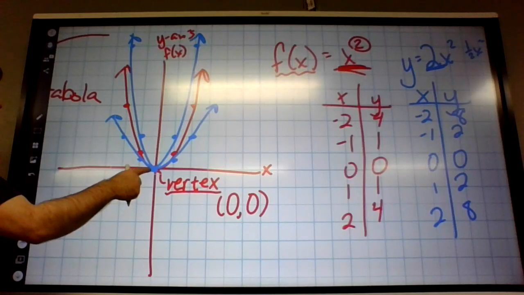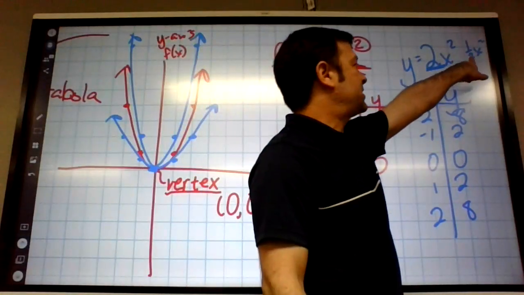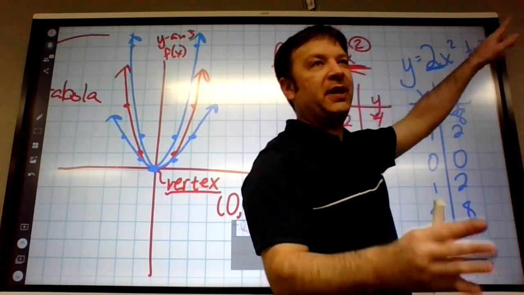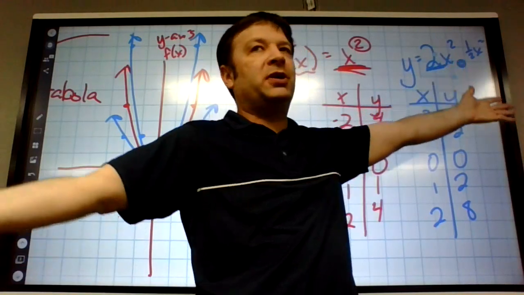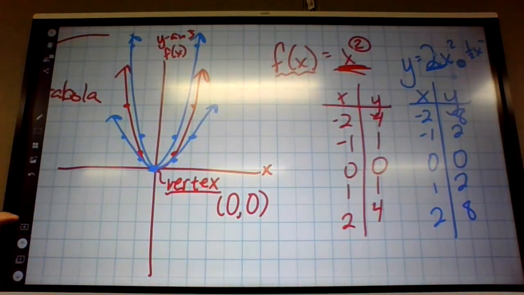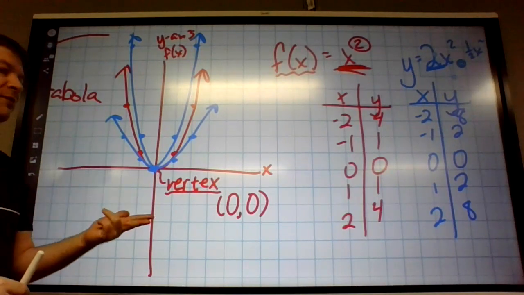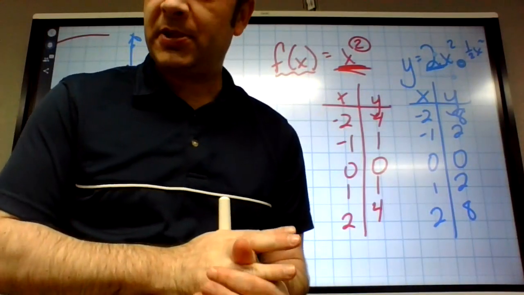So when you multiply by a number less than 1, it goes up slower and it gets flatter. If you multiply by a number bigger than 1, it goes up faster and it gets steeper. So the words the book uses are steeper and flatter. It's not very technical, but that makes sense.